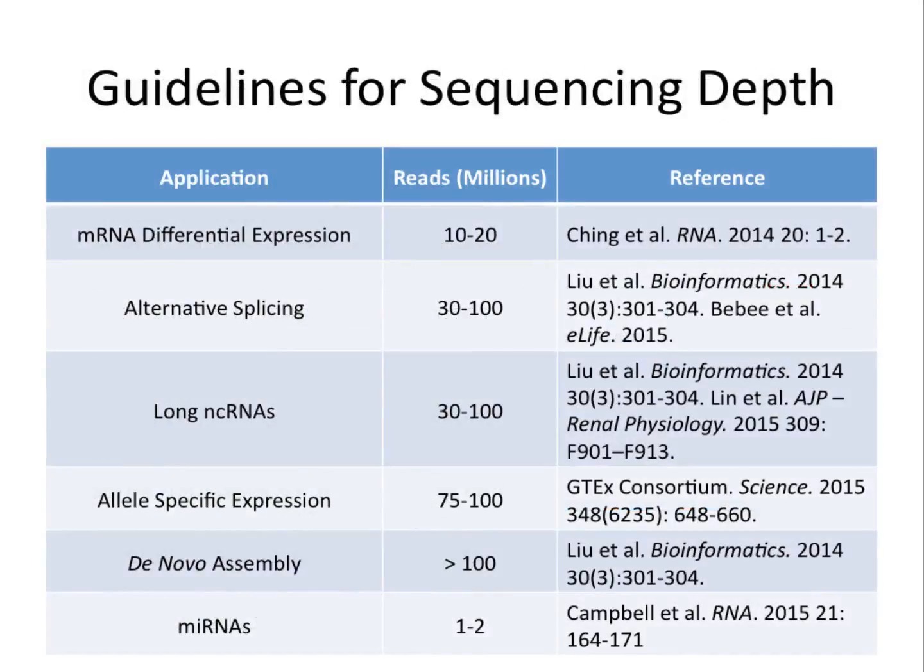Now that your libraries are made, you have some choices in terms of how you want to sequence them. For example, different analytical goals will require different depths of sequencing, from lower reads for messenger RNA differential expression analysis, to very deep sequencing for de novo assembly of transcripts, which is important if you're, for example, trying to annotate novel non-coding RNAs.